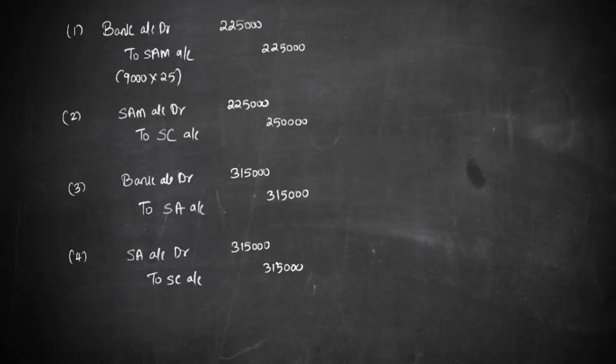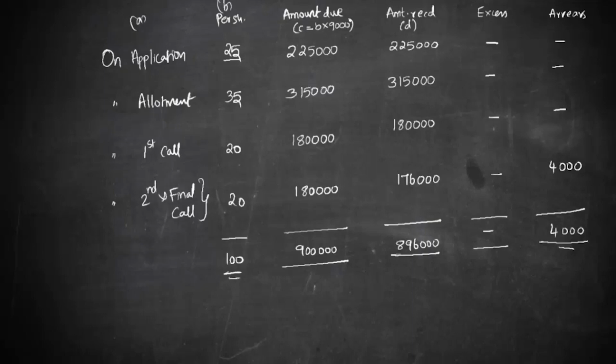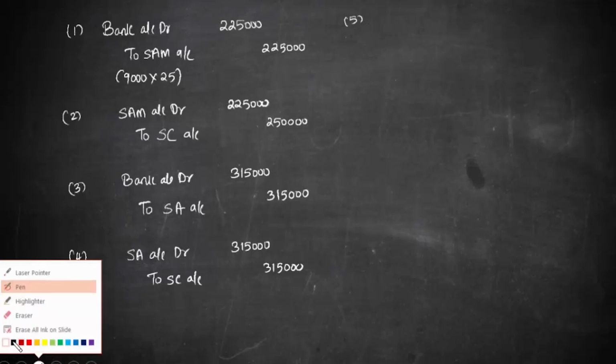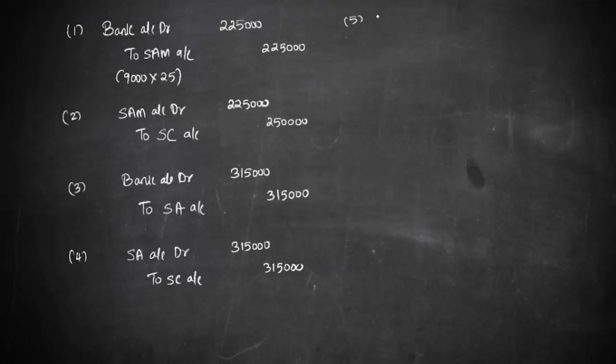What comes next? We should focus on the first call. So what is the due amount? Let's capture from the table. The first call due is 1,80,000, and that is received also. Okay, so let me put that, bank account debit, okay, or put it rightly, before receipt there will be a due entry.